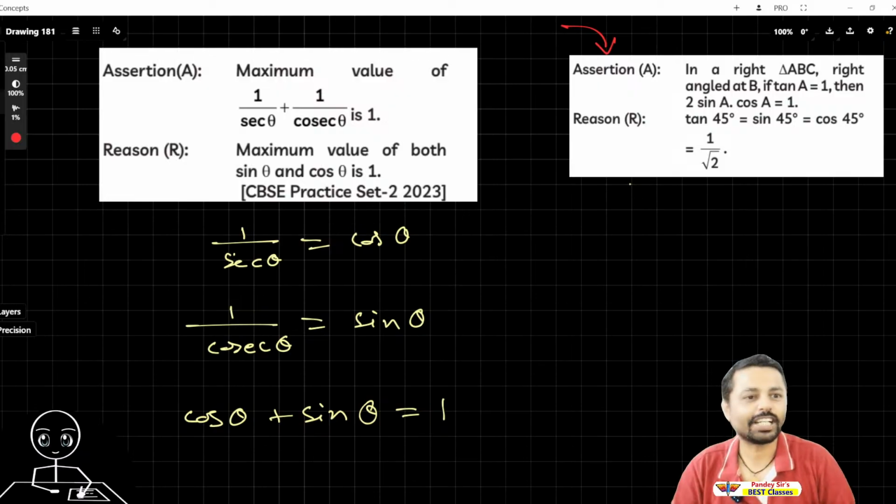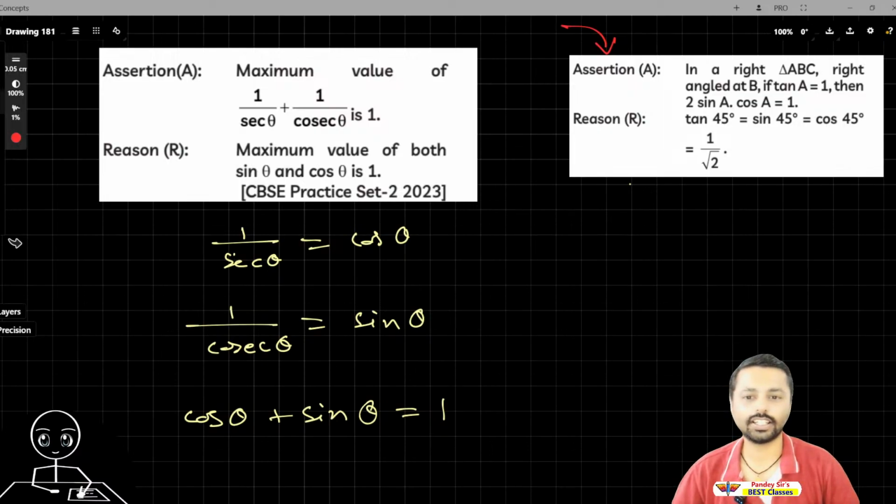Okay, fine. Now try this question for now, and we'll see that one. Assertion and reason, are they correct or not? Try it once. Let's see who can find the answer first.